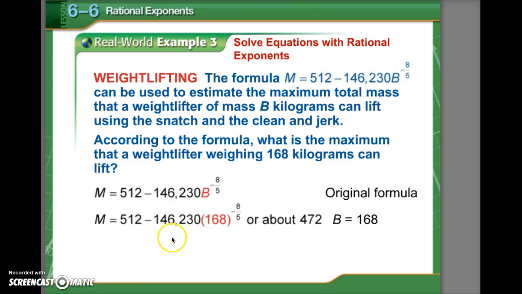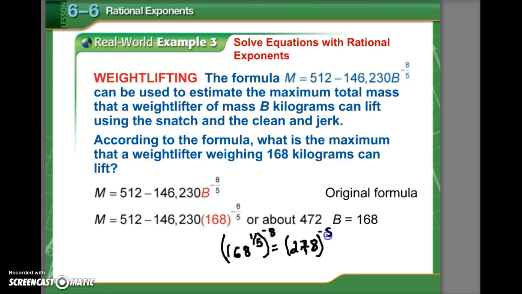the reason why, let me write this on the screen now. 168 to the 1/5 power, and then obviously we would raise that whole thing to the negative 8 power. But 168 to the 1/5 power is not a whole number. It's 2.78, and then the decimal goes on for many more spaces after that. So 2.78, and that whole thing would be raised to the negative 8 power.